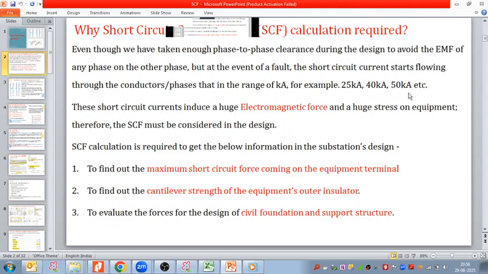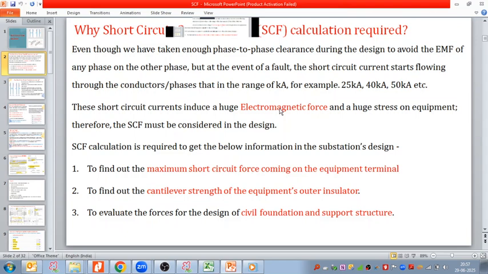Due to that current, these short circuit currents induce a huge electromagnetic force, and at the same time a huge stress on the equipment. Therefore the SCF must be considered during the design stage for the safety of the support structure and the equipment as well.